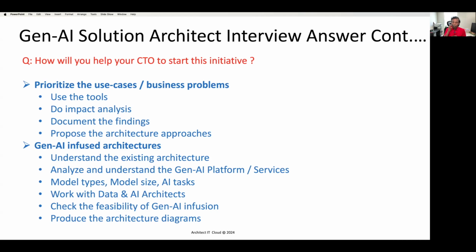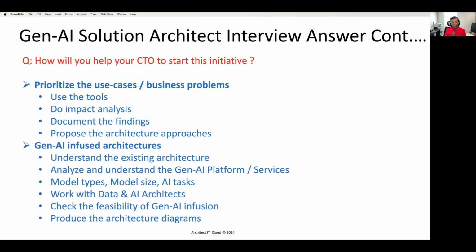And coming to the model types, model size, and also AI tasks, you must have thorough knowledge about what all the models available in the market are, the model types, whether it is going to be helpful for your summarization, Q&A, or data classification, or is it going to be used for your media needs, or is it going to be used for your large language model needs.